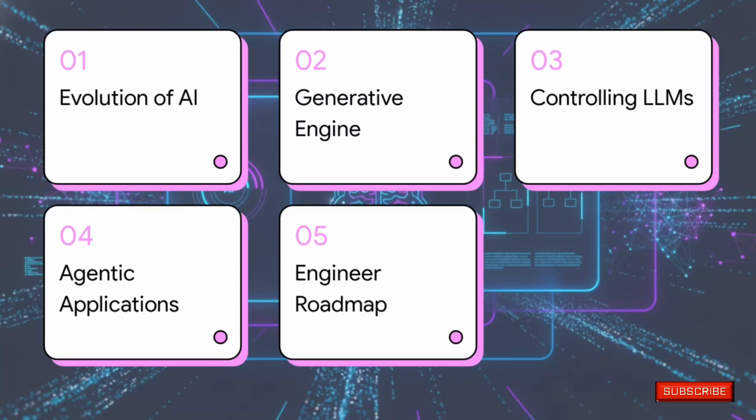So, here's our game plan for today. We'll quickly trace the evolution of AI, look inside the generative engine itself, learn how to control these models, explore real-world agentic applications, and wrap up with your 6-month engineering roadmap.